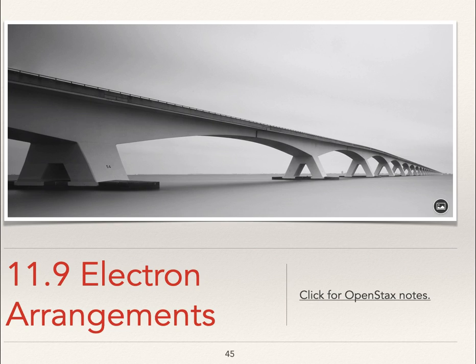Hey guys, in section 11.9 we're going to take a look at electron arrangements, and what this really is, is coming to terms with the notation that chemists and even physicists use to write the way that atoms fill electrons. Another way to say it, that's the notation we use to express where in space atoms keep their electrons.